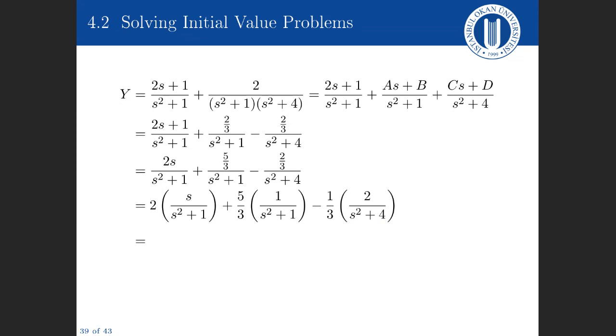If you look down your table of elementary Laplace transforms, you see each of these functions in brackets appears on the table, because s over s squared plus 1 is the Laplace transform of cos t, 1 over s squared plus 1 is the Laplace transform of sine t, and 2 over s squared plus 4 is the Laplace transform of sine 2t.